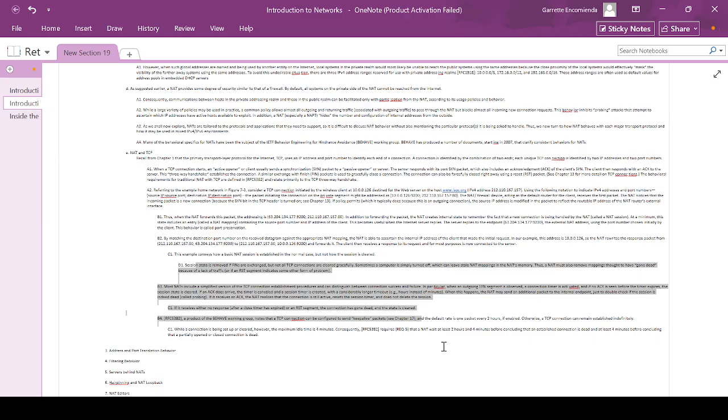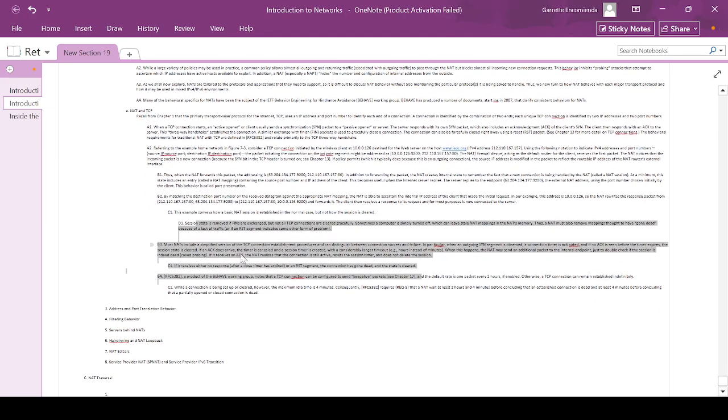Sometimes a computer is simply turned off, which can leave NAT mappings in the NAT's memory even though they are not currently being used, which consumes an allocation. Thus, a NAT must also remove mappings thought to have gone dead because of lack of traffic, or if an RST segment indicates some other form of problem.